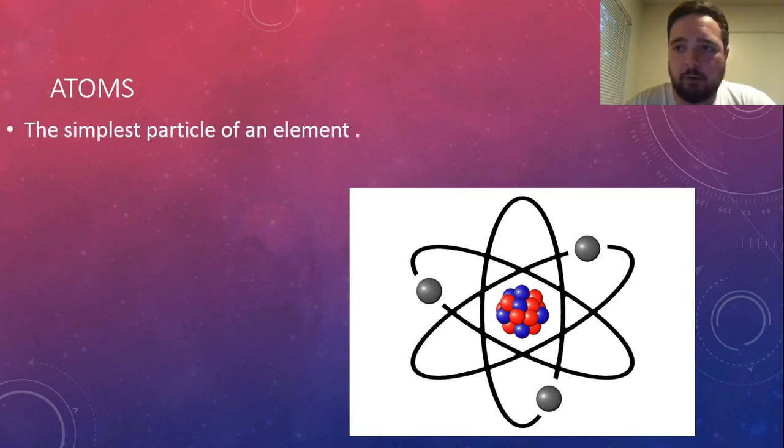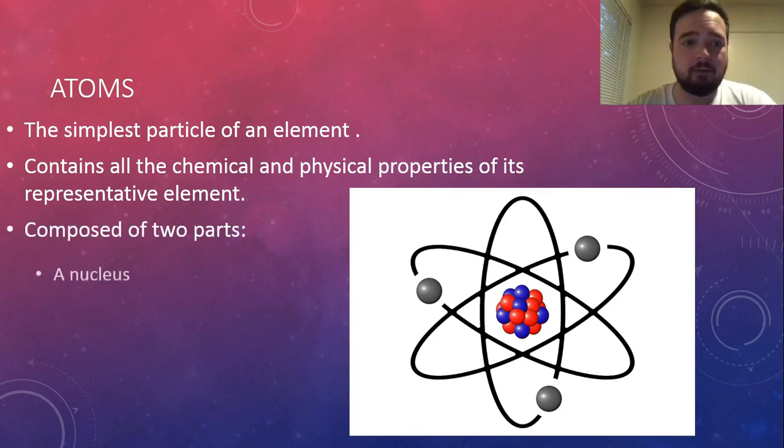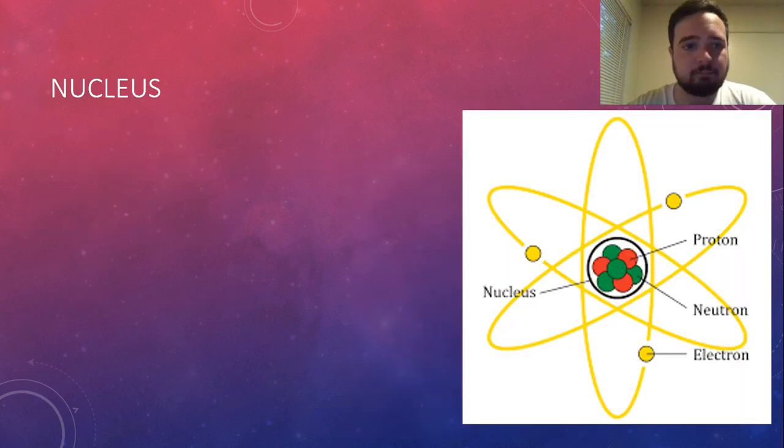It is the simplest particle of an element, or how to identify the element. It contains all the chemical and physical properties of its representative element. So a calcium atom represents the physical and chemical properties of calcium on the periodic table. It's composed of two parts, a nucleus and a large cloud of electrons.